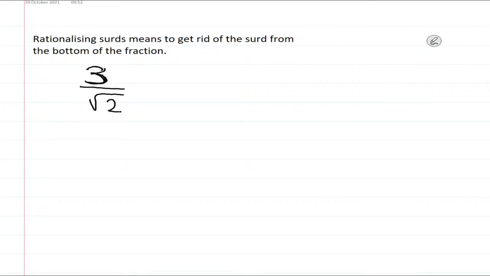Now, what is root 2 as a number? Somebody tell me what root 2 is on their calculator. We've got it. So what we're actually doing here, don't write this down, is 3 divided by 1.4142135. So here we've got this big, long, horrible number that doesn't have a repeated pattern and just goes on forever. This is what this surd is.